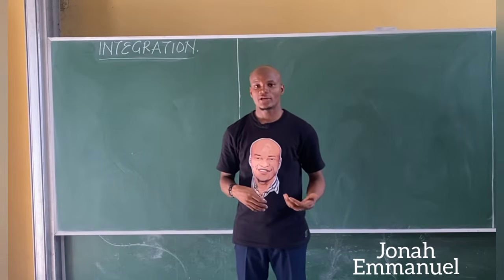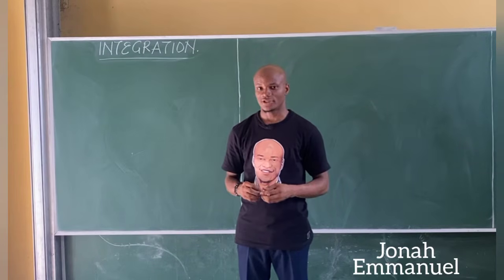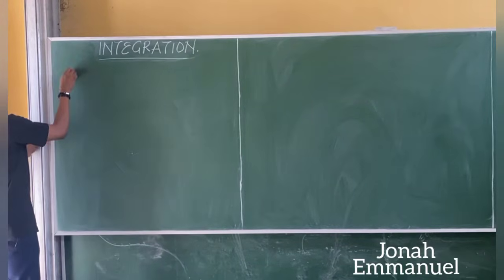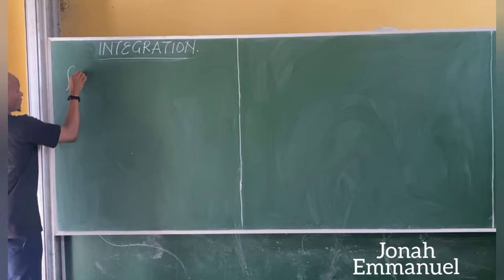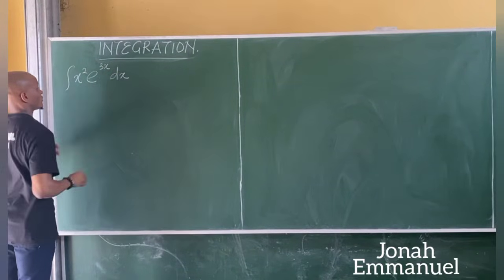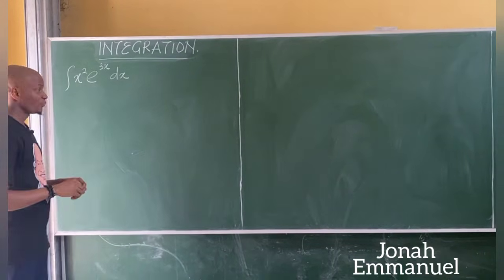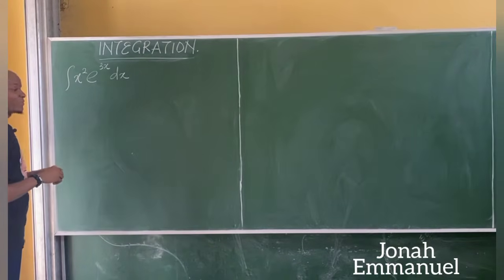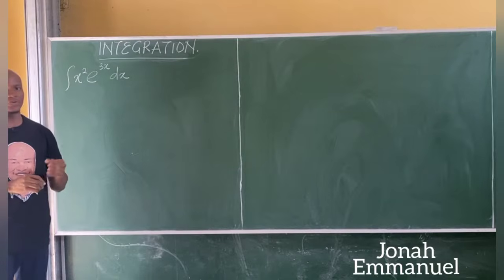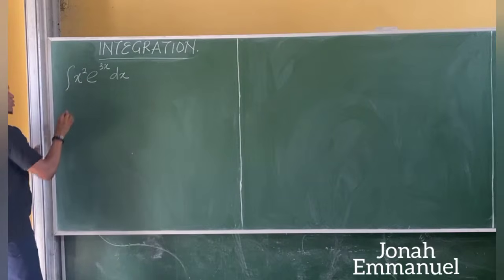So let's look at how we can actually use the shortcut I just showed you to solve problems on integration. For instance, let's say we are asked to evaluate the integral of x squared exponential 3x dx. Alright, so let's say we are asked to evaluate this integral. What do we do? For this case, remember that our formula is integral of u dv is equal to uv minus integral of v du.